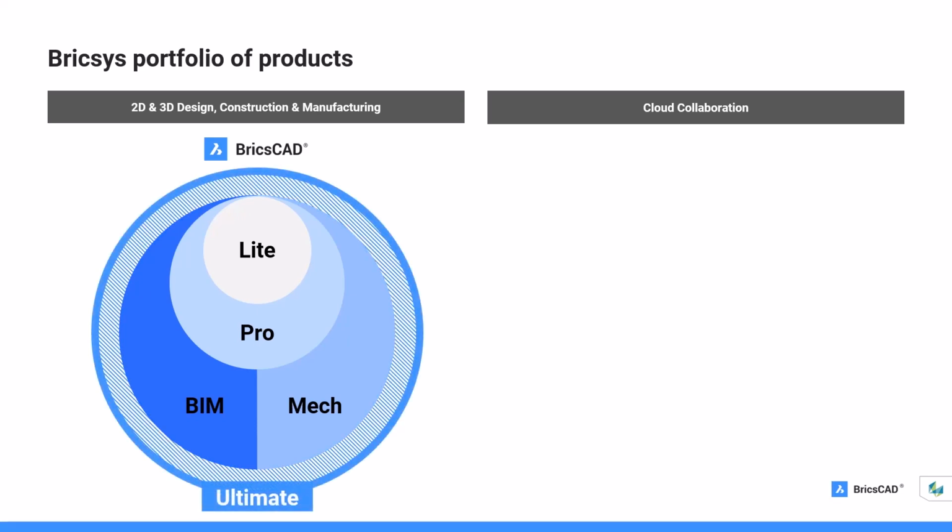And BricsCAD Ultimate brings together all the functions of BricsCAD Pro, BIM, and Mechanical in one single DWG-based environment. This means it's uniquely placed to offer the perfect single design solution for those whose needs span the manufacturing and building worlds, such as building product manufacturers.